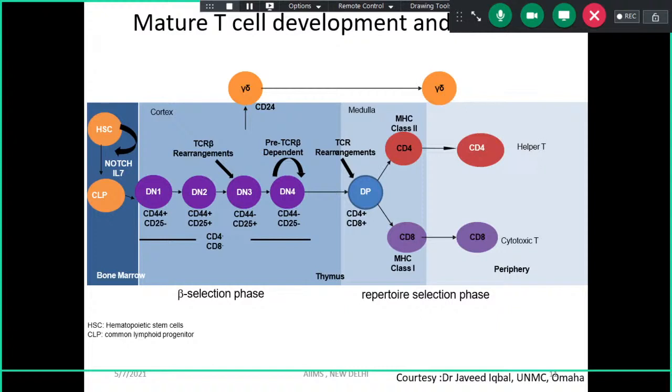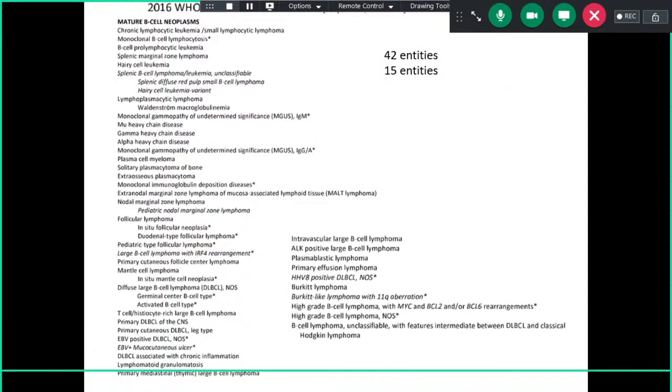So if you see both B and T ontogeny, if they arise from the earlier precursor, they are called blasts. If they are mature, they are called mature B cell lymphomas or mature T cell lymphomas. So this is how the WHO classification is basically based on the immature cells. Lymphomas arise from the precursor cells, and lymphomas arise from the mature cells.